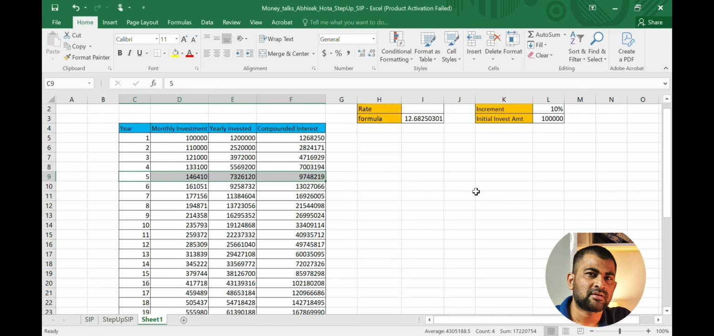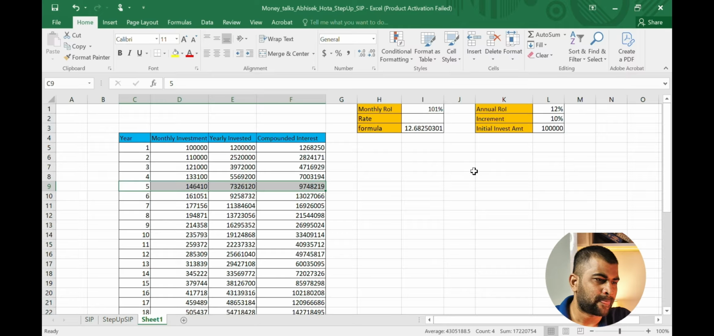Is it very interesting? If you use this step-up SIP calculator, depending on your income, you can use your numbers and you can calculate how much wealth you can build in some specific time period. So that is the real magic.